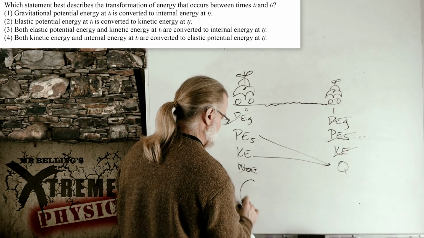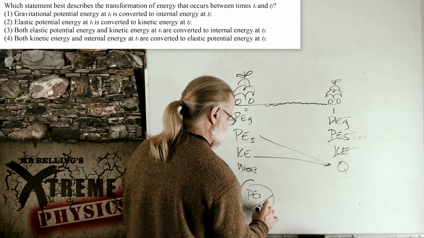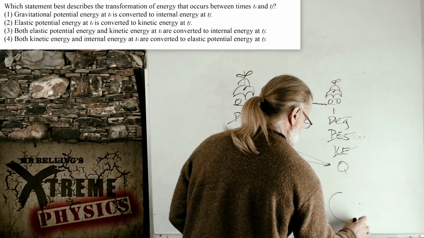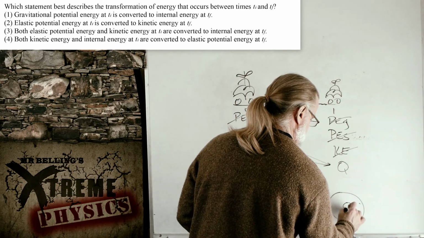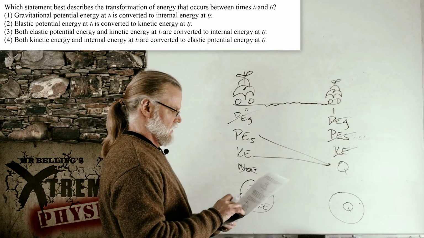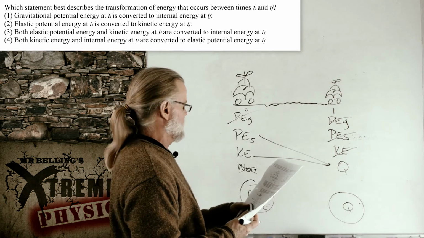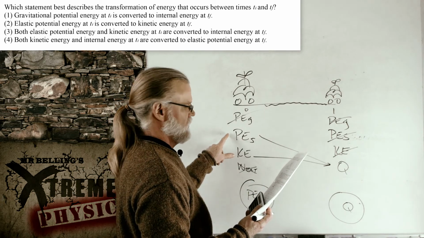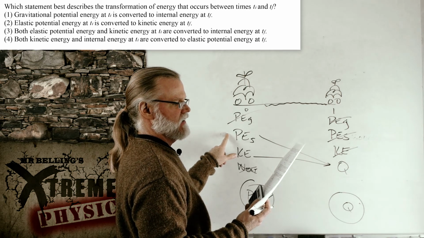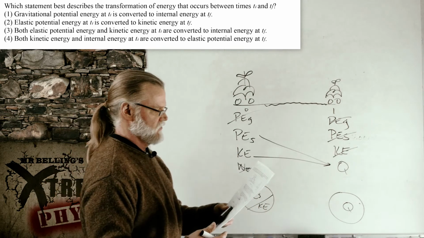We had spring potential energy, and we had kinetic energy. I don't know what the ratio was, but we had both of those. And at the end, all we have left is Q. Looks like that's the answer. What's wrong with 4? Both kinetic energy and internal energy are converted into elastic potential. It just doesn't make any sense. So the choice was 3.